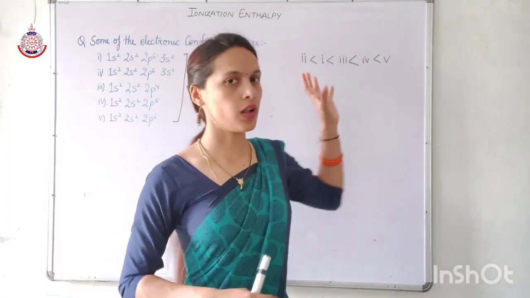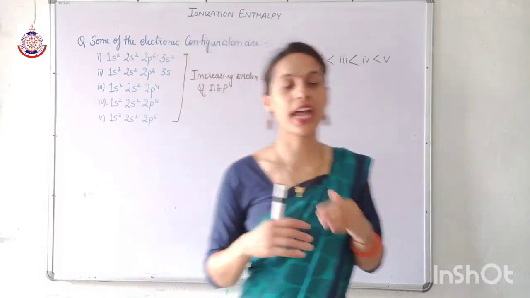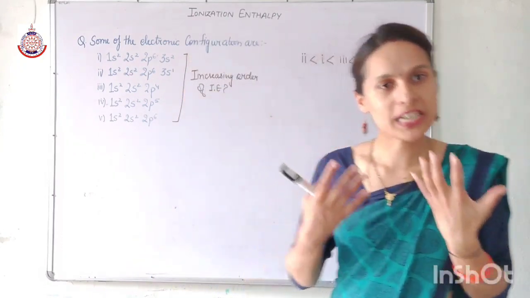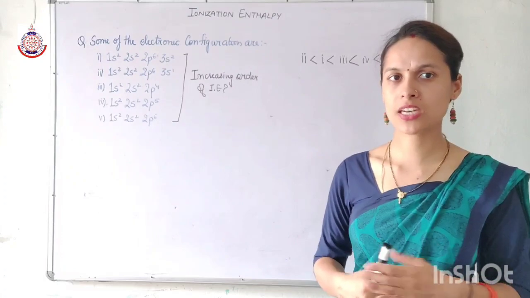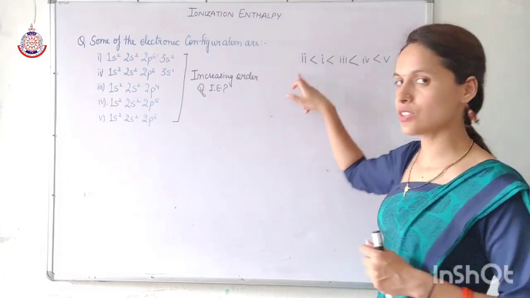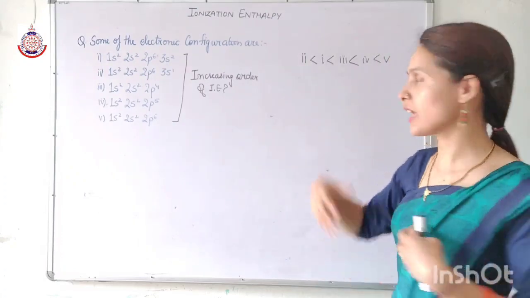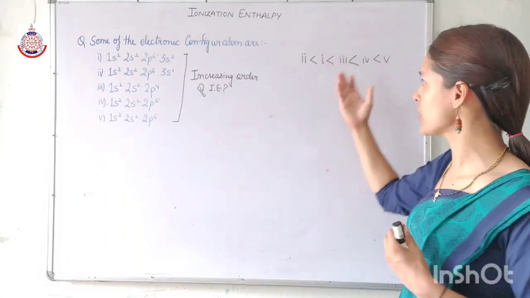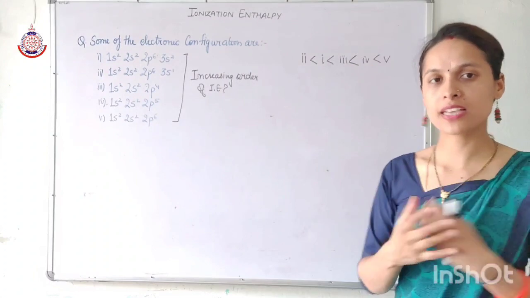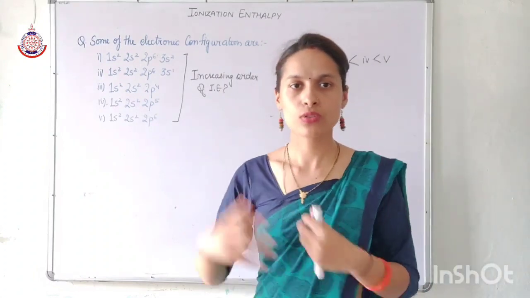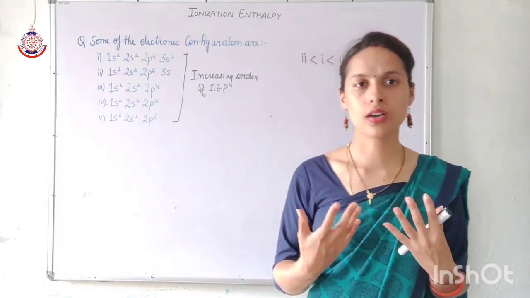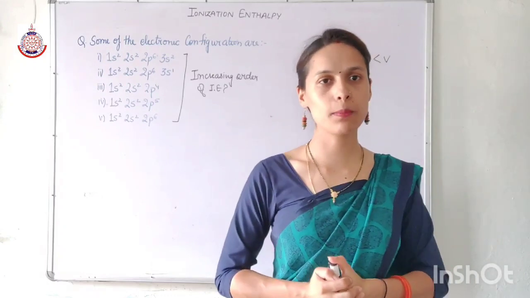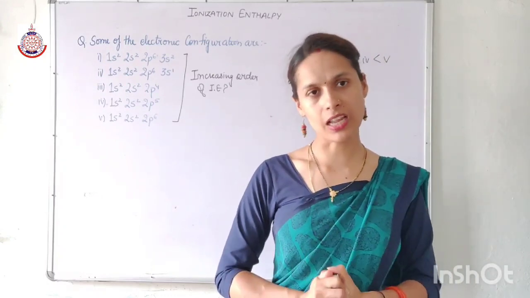So when you solve this question, you have to write the explanations also. You have to write the explanation of why the ionization enthalpy of second is least, then why first is next, why third comes after that. So all the explanation you have to write. In this way you can solve the conceptual questions which are based on ionization enthalpy.